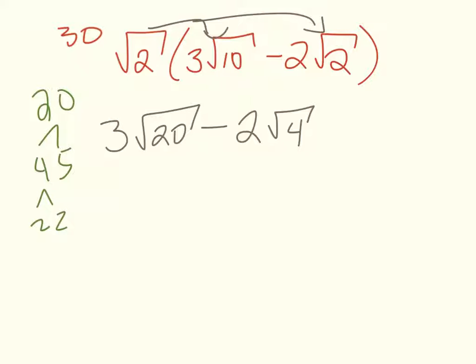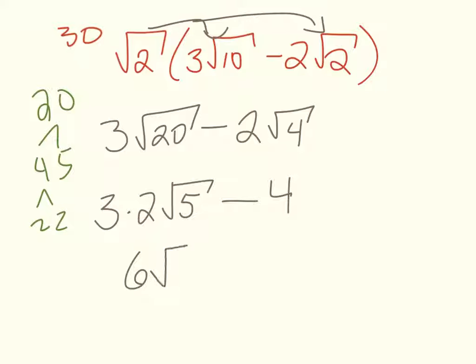So then what's this first term become? 3 times what? Square root of 5. What about this second term? Right, because square root of 4 is 2, so then 2 times 2 is 4. Is that okay? All right, now just to make it completed, 3 times 2 is 6, so this is 6 radical 5 minus 4. And again, you can't get any more simplified than that. Those are not like terms. Is that okay?